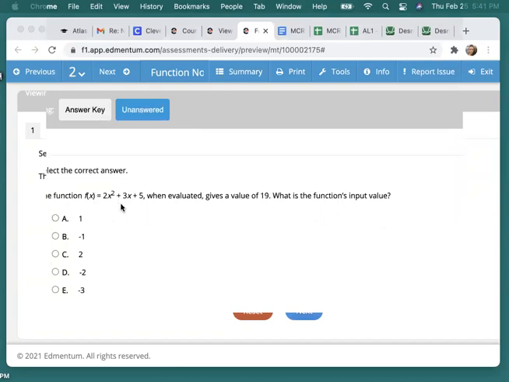Okay, so the function f of x is just y equals 2x squared plus 3x plus 5 when evaluated gives a value of 19. What is the function's input value? So what number out of the answer choices when we plug it in gives us 19? Well, there's two ways to do this. I'm going to show you 2x squared plus 3x plus 5.